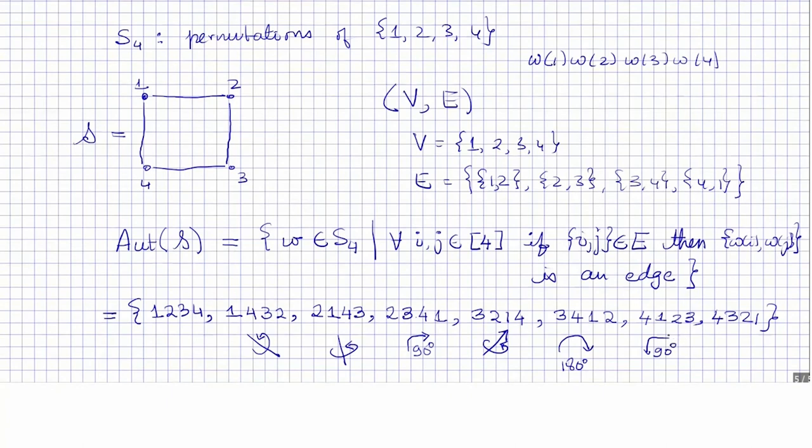And what's this last one? So 1 goes to 4, 2 goes to 3, and then 3 goes to 2, and so it's a reflection about an axis like this.